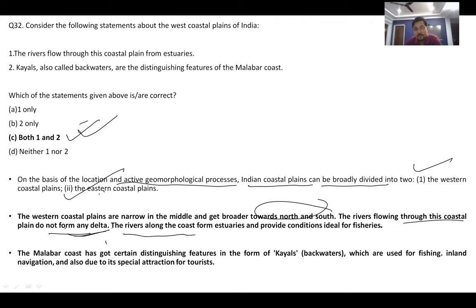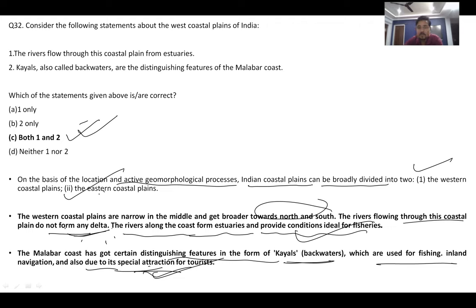And the rivers along the coast form estuaries and provide conditions ideal for fisheries, but the Malabar coast has a certain distinguishing feature in the form of kayals, that is backwaters, which are used for fishing, inland navigation, and also are a special attraction for tourists.